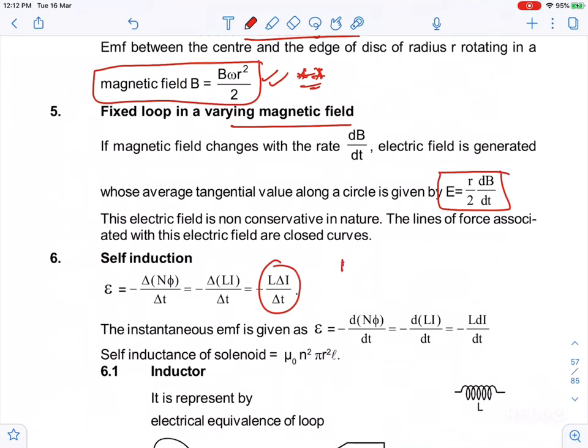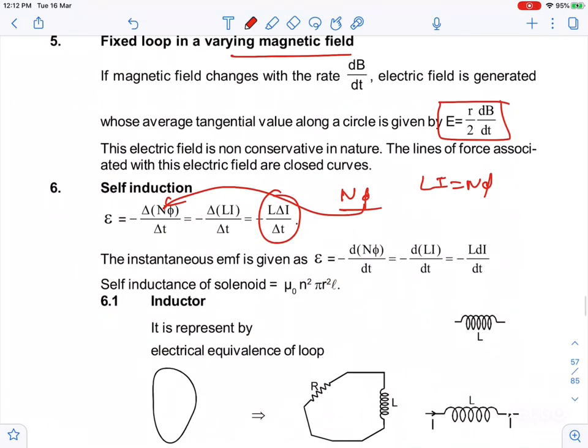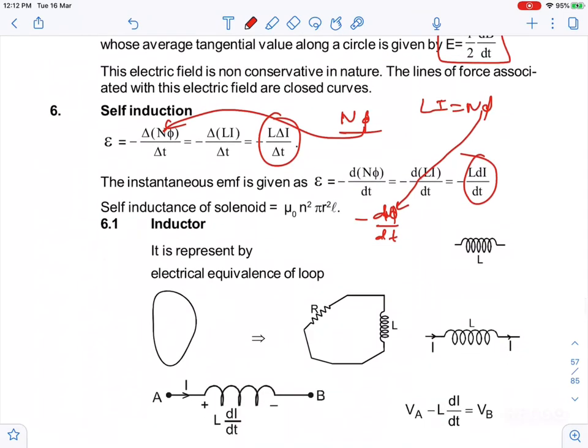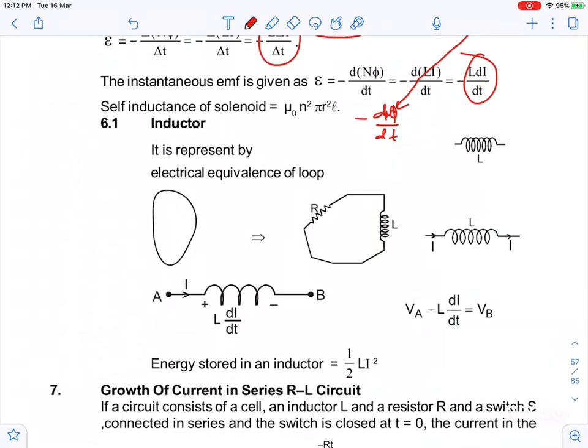Self inductance: EMF is nothing but minus L di by dt. So L i is equal to n phi, you know that. So I can also write this as n d phi by dt. You know that EMF is equal to minus d phi by dt. Now let the number of turns be n, so n into phi is equal to Li. So EMF is equal to minus L di by dt.